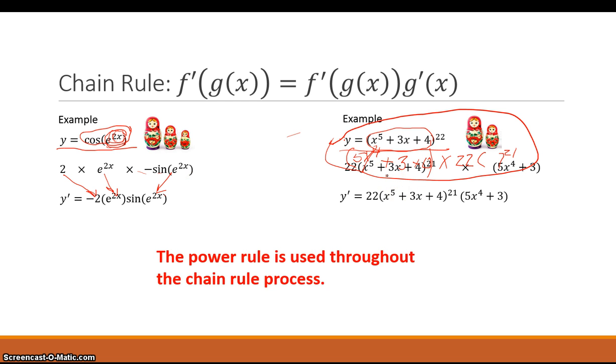Now, last bit. And so you can see here that the power rule is used throughout the entire chain rule process. So in order to understand the chain rule, you have to understand how the power rule works.